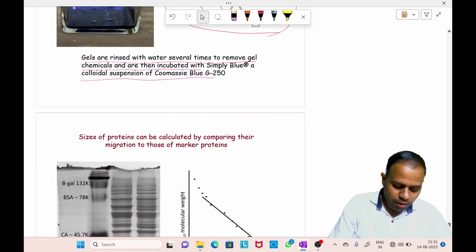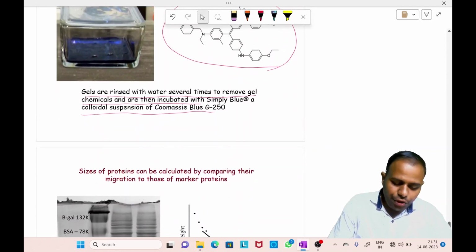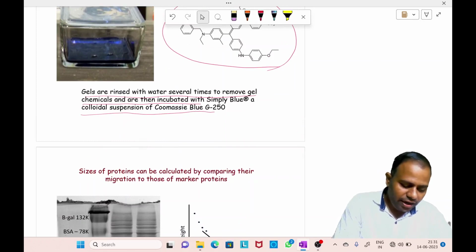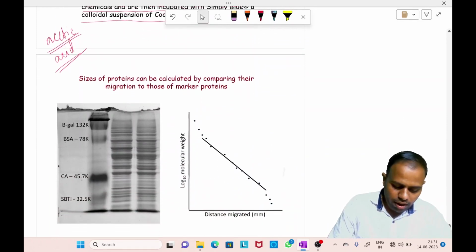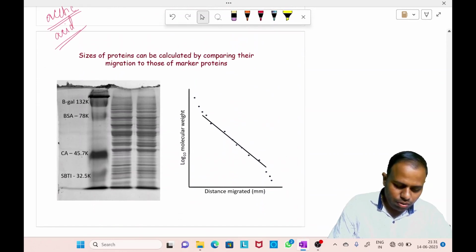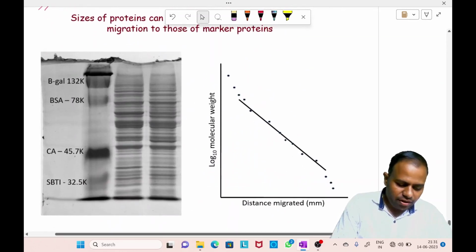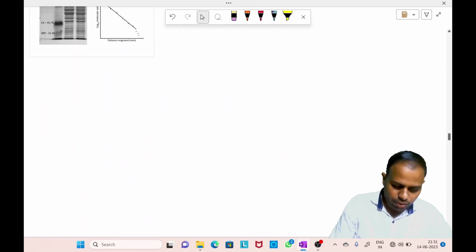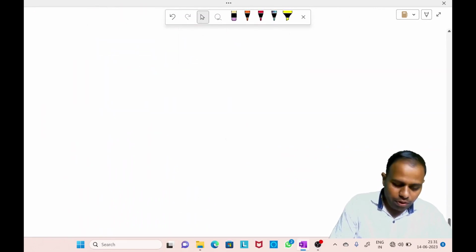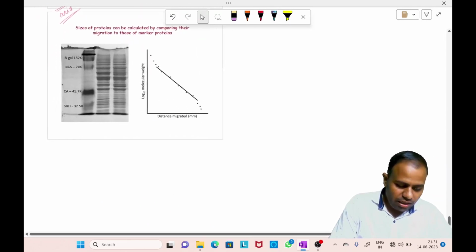After you have stained it, you have to destain it by adding destaining solution, which generally contains acetic acid that removes the background stain. The background stain is removed, and only the protein bands will be stained with the blue color. Actually this is a black and white image, but remember, the protein bands look blue in color.